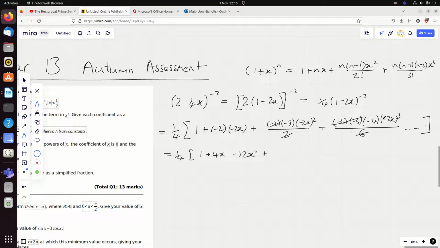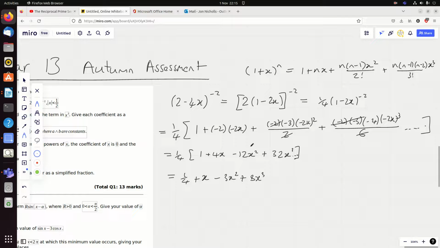And then what have we got here? We're going to have minus 8, but times by a minus, so it is going to be a plus 8 times 4, which is 32x cubed. And then at the end, dot, dot, dot, that equals a quarter, might as well times it through, plus x minus 3x squared plus 8x cubed, and that completes it.